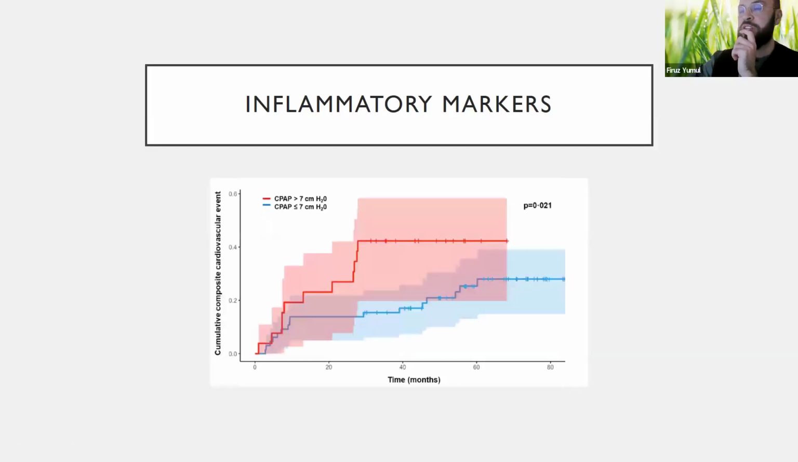And here's the Cox regression showing how CPAP pressures higher than 7 centimeters of water have a higher risk of adverse cardiovascular outcomes compared to those that were either at 7 centimeters of water or less.